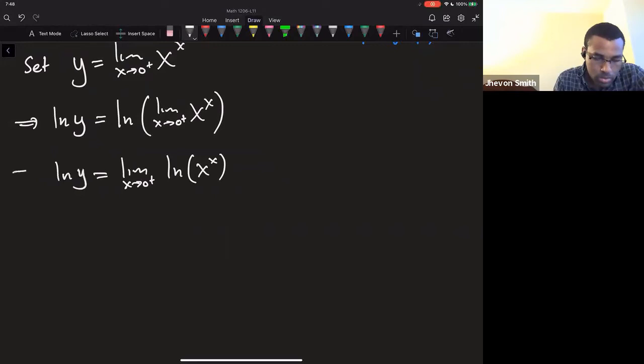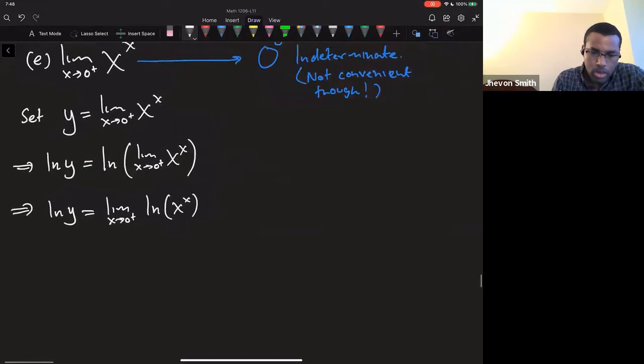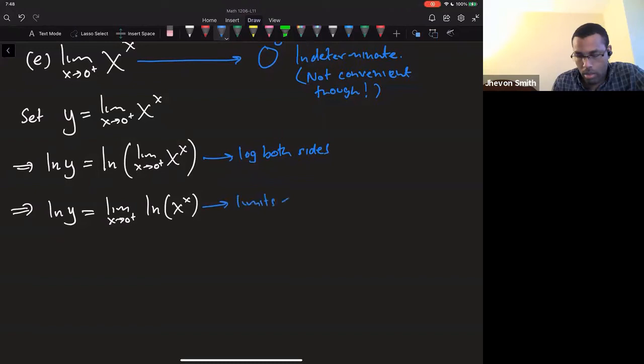Right, so here we log both sides. Here, limits pass through, I believe is how we phrase it. Limits pass through continuous functions. So I can move the limit from inside the logarithm to outside the logarithm.